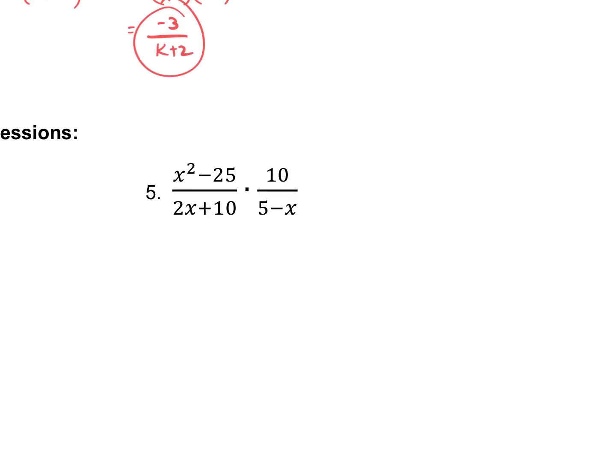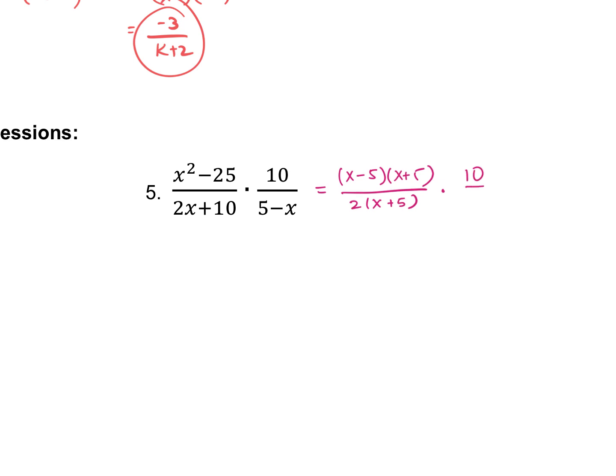Okay. Number 5, a little different. I have pluses and minuses between here, so I cannot just start canceling. First, always want to factor. This right here, I'm going to move over here, so it's a difference of squares, so x minus 5, x plus 5. On the bottom, I can pull out a 2, and I get an x plus 5. My other fraction is just a 10.